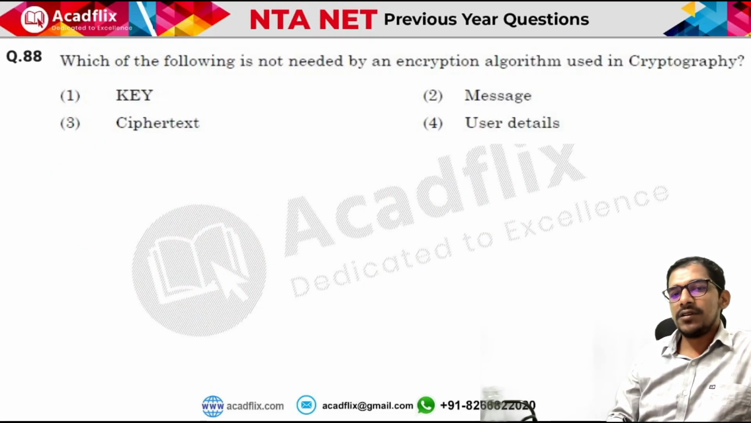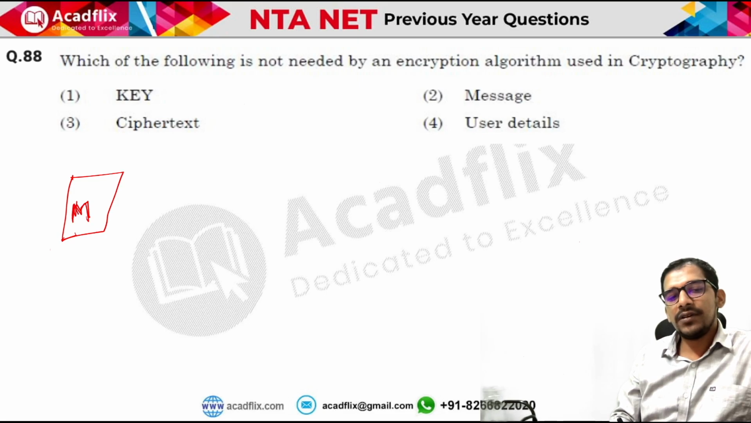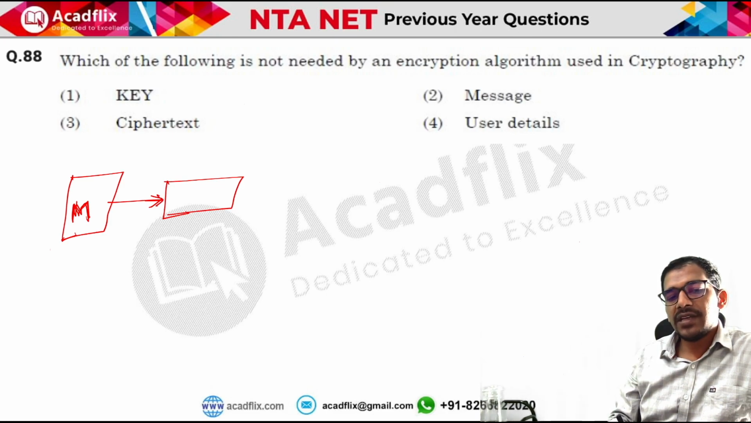Which of the following is not needed by an encryption algorithm used in cryptography? When we talk about encryption algorithms, we have two kinds: symmetric key cryptography and public key cryptography. Symmetric is also called private key cryptography. We take the message, we apply the encryption algorithm, and the encryption algorithm will use a key.